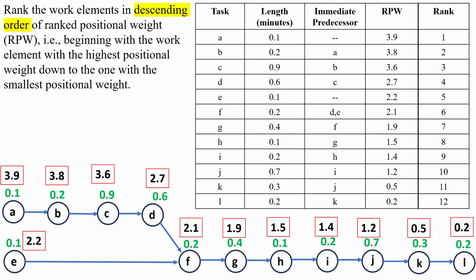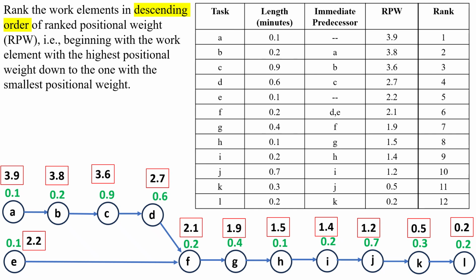So next we have to rank the work elements in descending order of ranked positional weight, beginning with the work element with the highest positional weight down to the one with the smallest positional weight. Based on that, I have to give the rank. For the highest RPW value, I give the first rank, and like that, in descending order of the RPW value, I give the ranks.